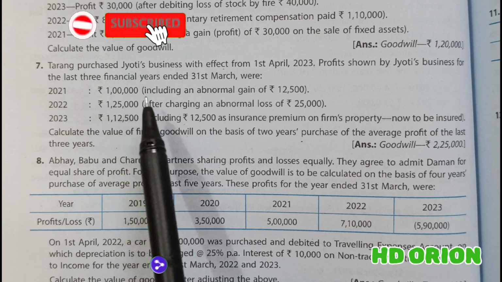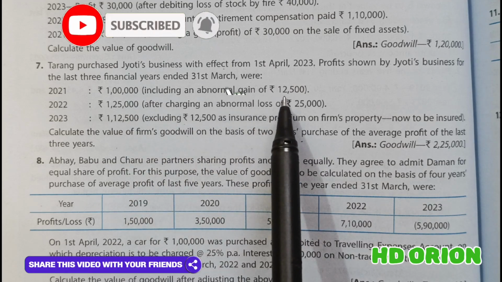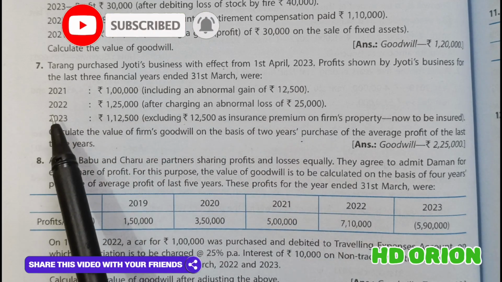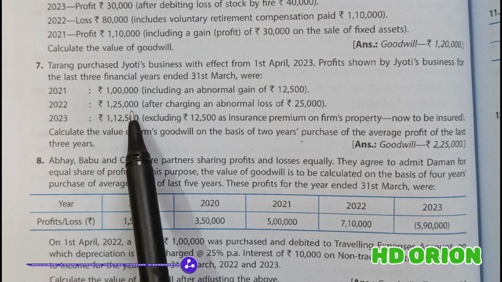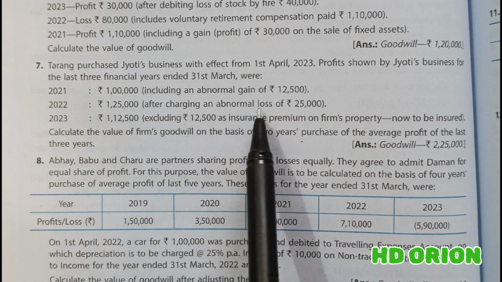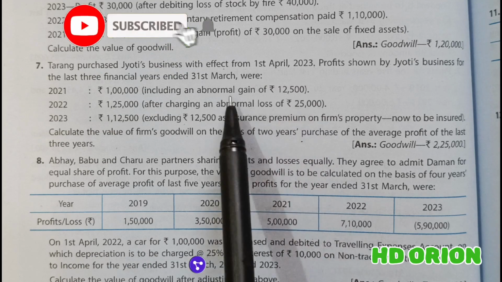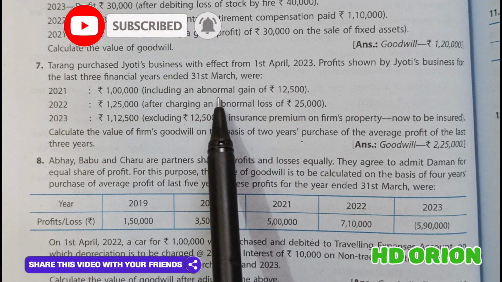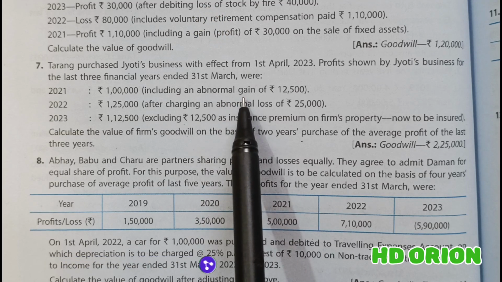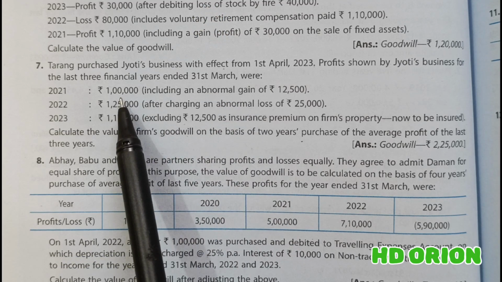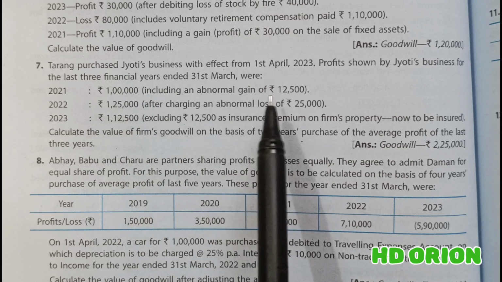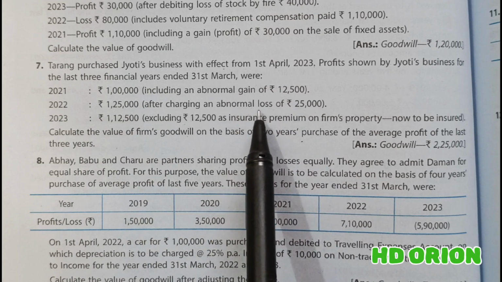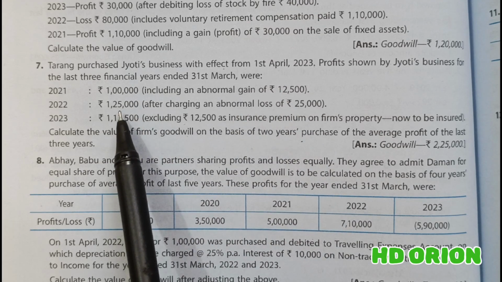Profits shown by Jyoti's business for the last 3 financial years ended 31st March were 2021 rupees 1 lakh, which includes an abnormal gain of rupees 12,500, 2022 rupees 1,25,000 after charging an abnormal loss of rupees 25,000. In these both years there is some abnormalities. In the first year there is abnormal gain, which is here in 1 lakh rupees net profit, so we will eliminate this, and this abnormal loss will also be eliminated from this year.